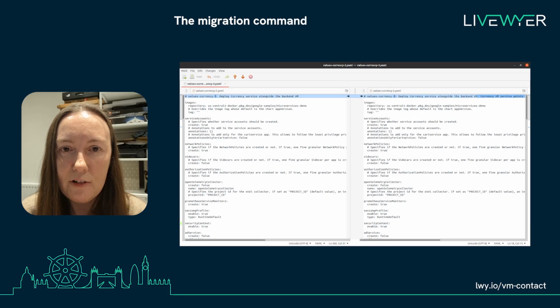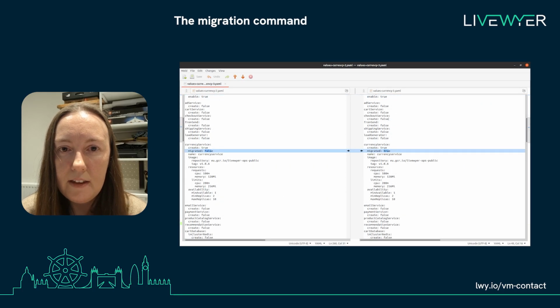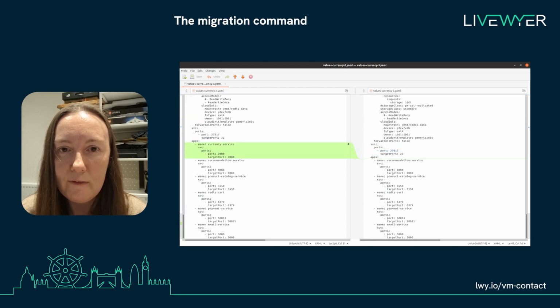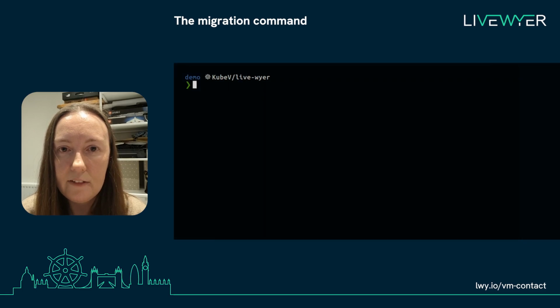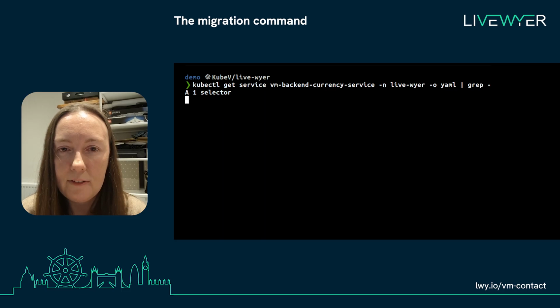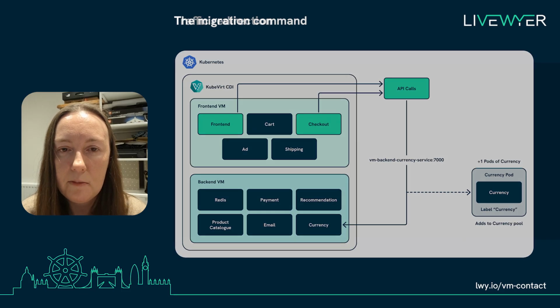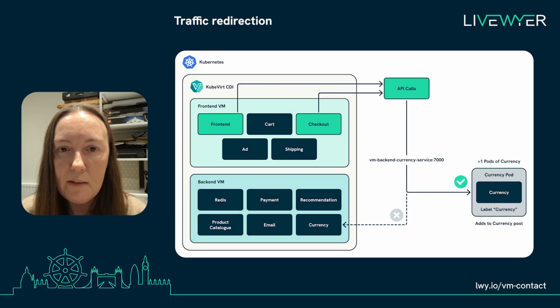The actual migration is straightforward. We run a Helm upgrade with new values. This updates the selector labels, immediately redirecting all traffic from the VM to the pods. And that's it. The front-end applications will start sending conversion requests to the currency pod. Because the DNS name is unchanged, the front-end services themselves won't need any configuration changes. They'll continue calling the same service name, unaware that the back-end implementation has shifted from VM to container.